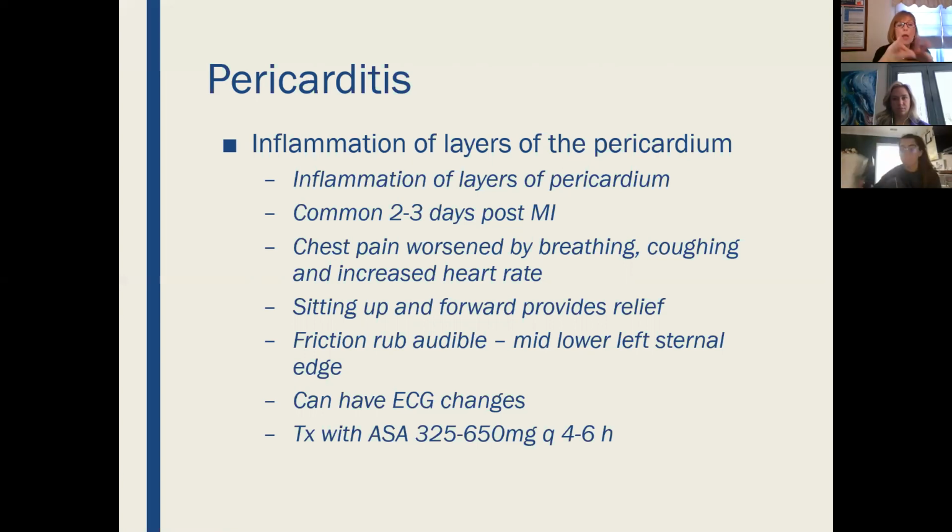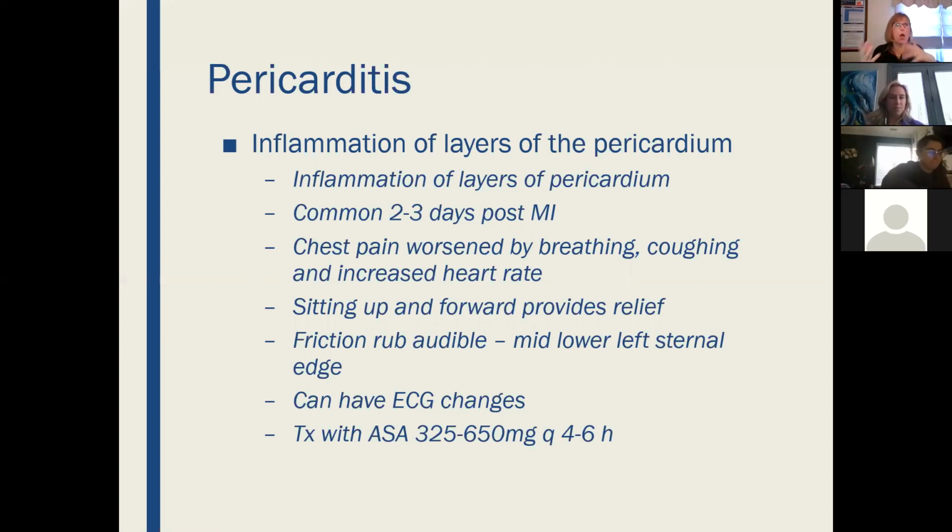All right, so pericarditis, we've talked about this, right? This is the same pericarditis from the pericarditis lecture. So it's the inflammation, it's common a couple of days after an MI. It's just from the inflammatory process of the MI, which is very different than somebody who has effusion from infection or metastasis or something like that.